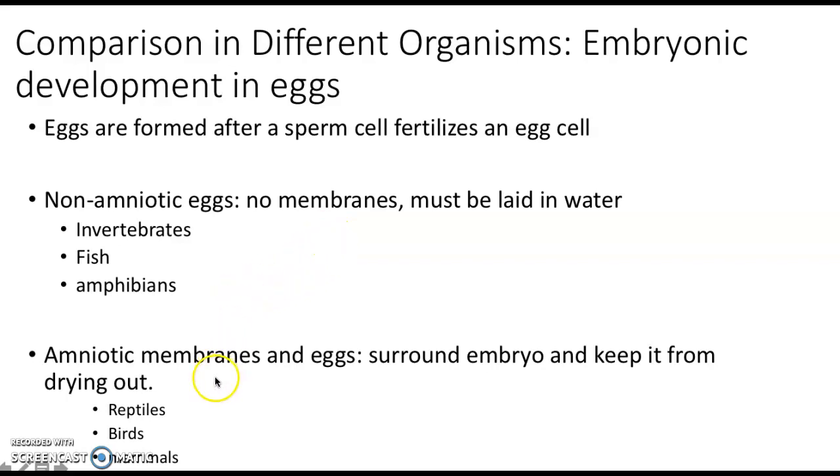And then the other type of egg are amniotic eggs, and those are important. Amniotic eggs and amniotic membranes are there to surround the embryo. They're filled with water. They keep that embryo from drying out.